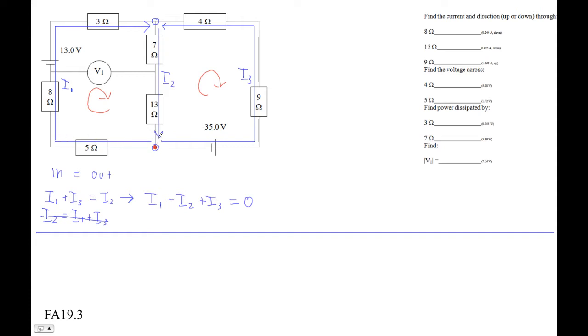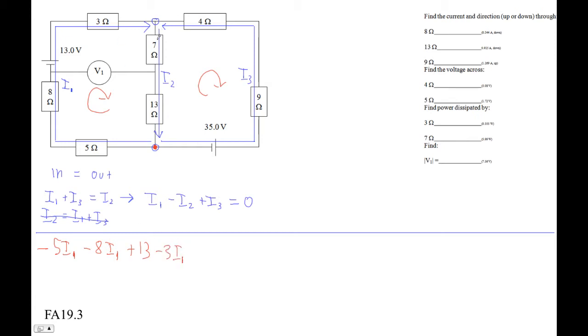So let's take a look. I'm going to start here, and notice that I'm in the current I1, and I go downstream because this current is going this way, right? I go downstream through the 5 ohm resistor, so the first thing I've got is minus 5I1. Then the next thing I encounter is an 8, and I'm going downstream still, so minus 8I1. Then there's a 13, and I'm going in the correct direction through that, so plus 13. I keep going, minus 3I1.